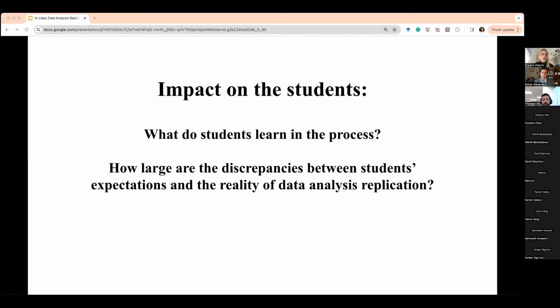Okay, and then the main research question was, what do students learn in the process, and how large are the discrepancies between pre and post? So between students' expectations and the reality of their analysis replication. And so why do we care about this? We were interested in this since any discrepancies can be a proxy of shifts in students' attitudes and the aha moment: this is more complicated than I expected.